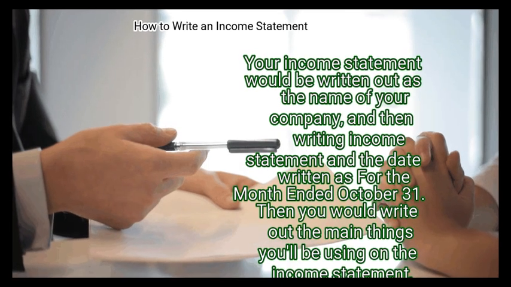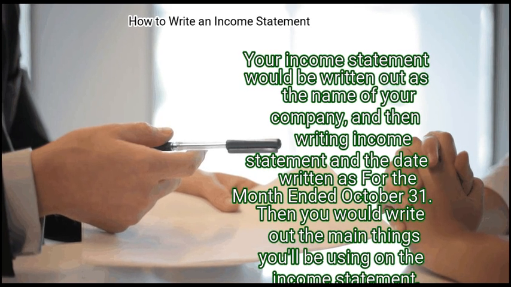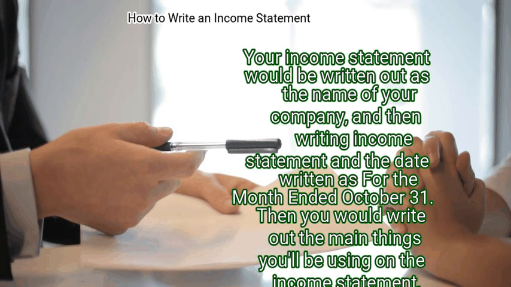Your income statement would be written out as the name of your company, and then writing income statement and the date, written as for the month ended October 31st. Then you would write out the main things you'll be using on the income statement: revenues, expenses, gross profit.